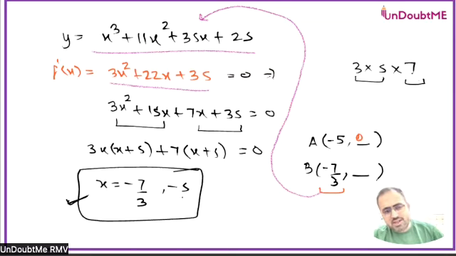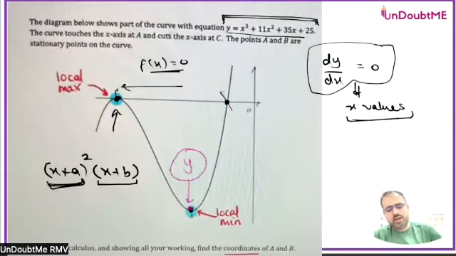Wait, did you skip a couple of steps to find out which value is A and which value is B? Because we need to do the double derivative and plug in the x values, and then we know which one is which, right? Correct, correct. Your question is very valid, but that has no relevance when they give the graph. So it depends on the question. Over here, the graph was given. So looking at the graph and using our common sense, I just decided that minus 5 and minus 7 by 3 should be it.